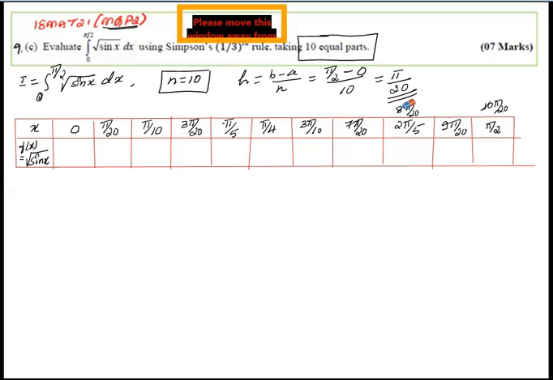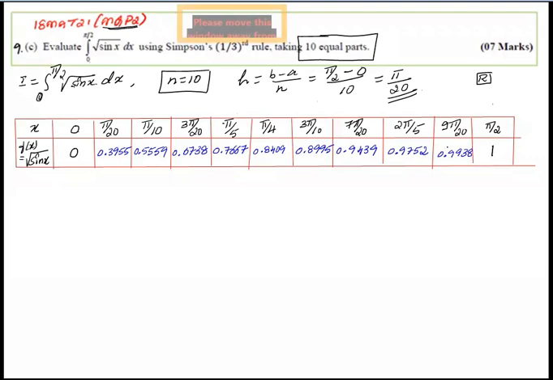Next, make sure that your calculator must be in radian mode. Okay, radian mode in your calculator. And root of sine 0, since sine 0 value is 0, root of 0 is 0. Similarly, find the other values, that is root of sine pi by 20, root of sine pi by 10, and so on. By using calculator, find f of x values, that is root of sine of corresponding values of x.